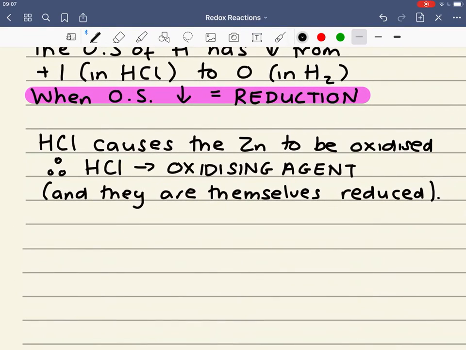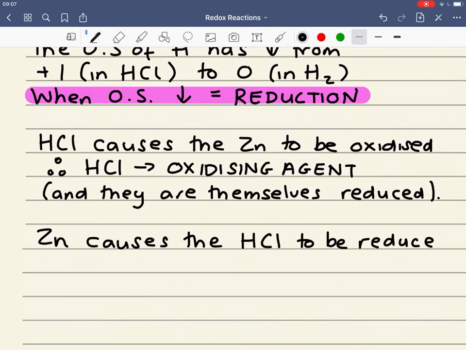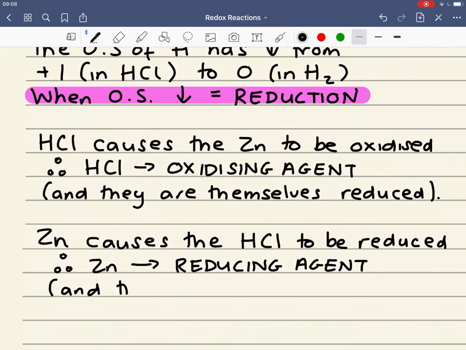So that must mean then that the zinc causes the HCl to be reduced. Therefore, zinc is my reducing agent. And reducing agents, they are themselves oxidised.